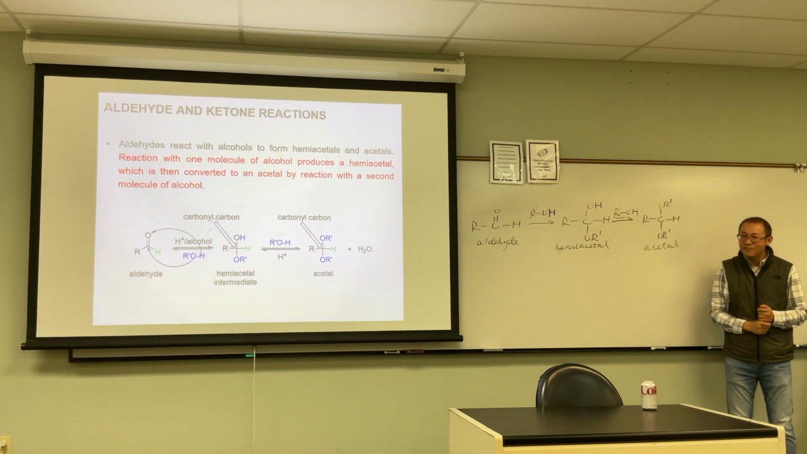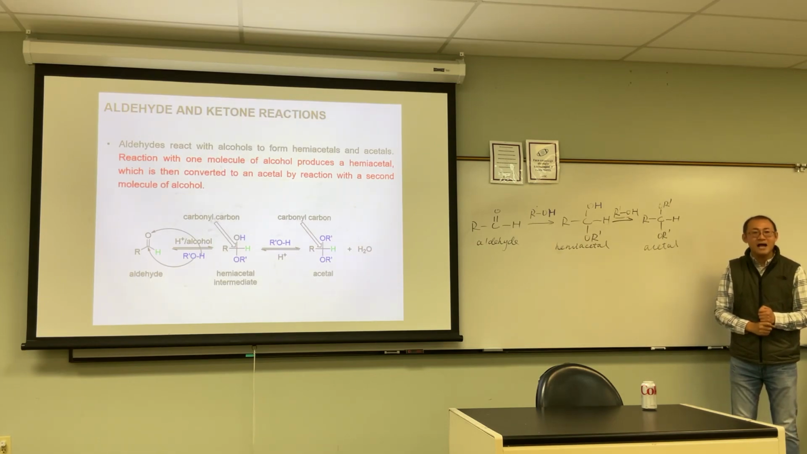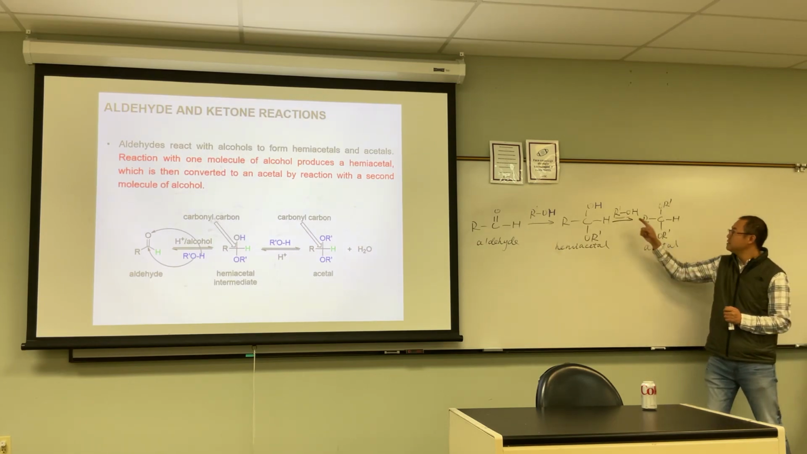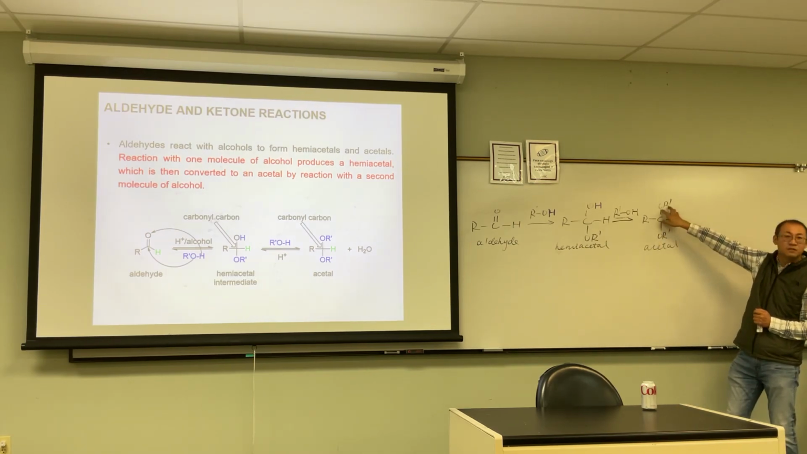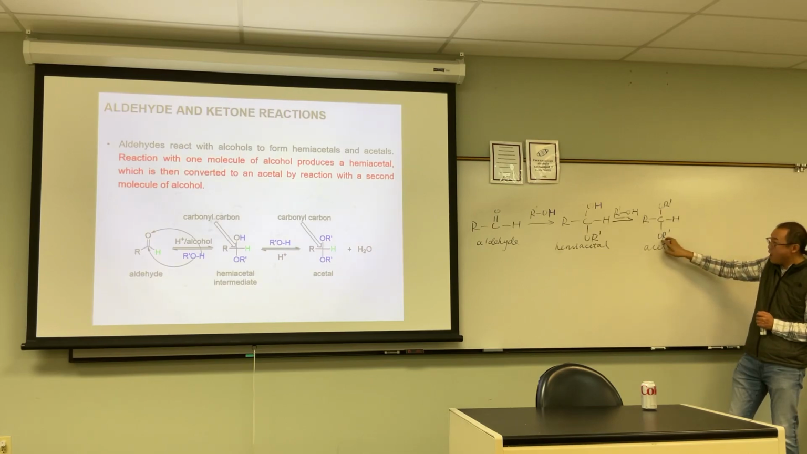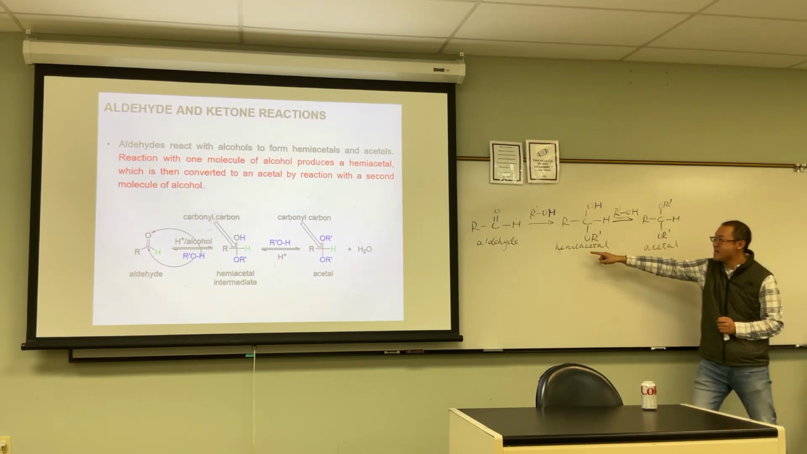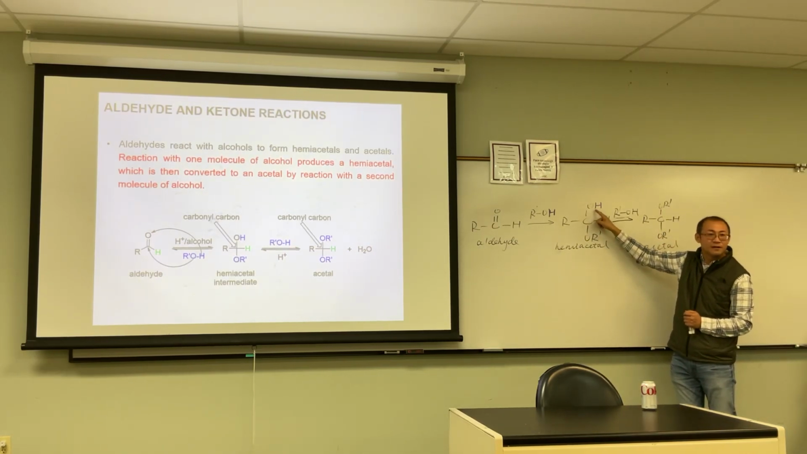How can we tell the difference? Acetal has no OH on this carbon. You can see that both O's are what? OR. They're from alcohol. Hemiacetal has a what? Has an OH.